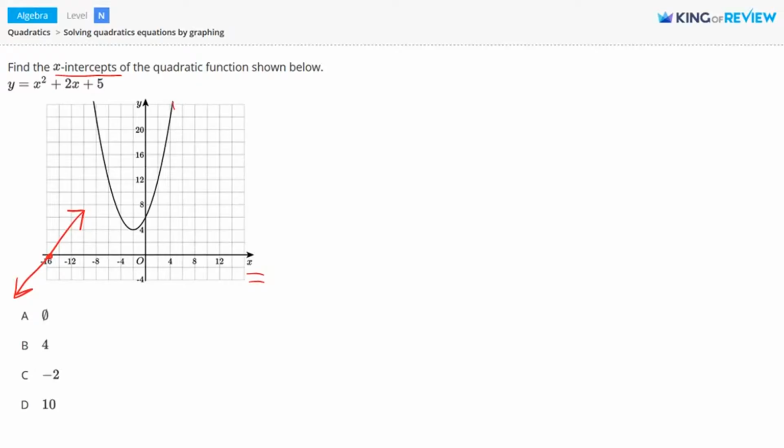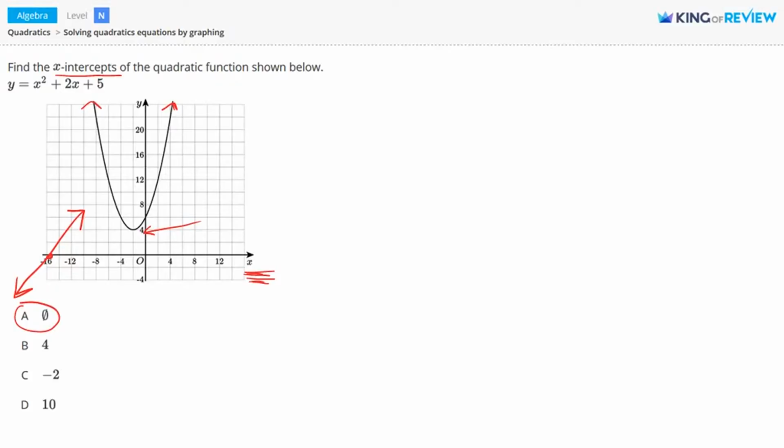Now let's look at our function. Our function y equals x squared plus 2x plus 5. This makes a parabola that's graphed here. Now where does this graph cross the x-axis or touch the x-axis? Well, we can see right here that it never touches the x-axis. It never touches or crosses the x-axis, so it does not have any x-intercept. It does not exist. So that would be letter A here.